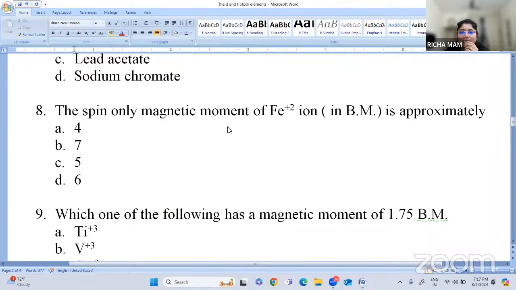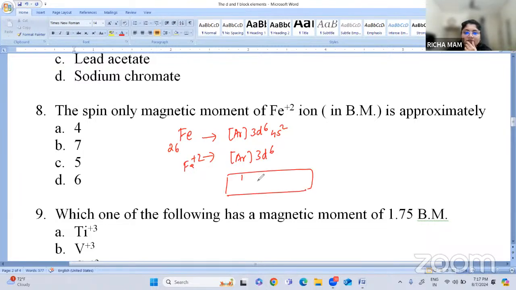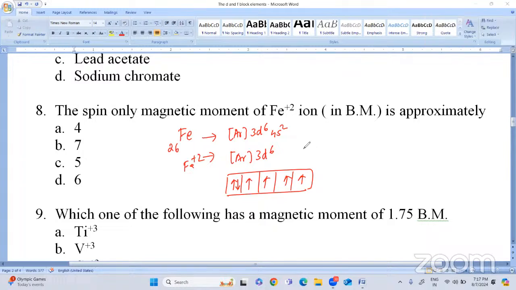The spin-only magnetic moment of Fe+2 ion in Bohr magneton is approximately. Iron is 26, so argon 3d6 4s2. So Fe+2 is argon 3d6. Write the electron distribution: first the electrons should be added singly, and then the pairing will take place. So the number of unpaired electrons is 4. So put n equals 4.